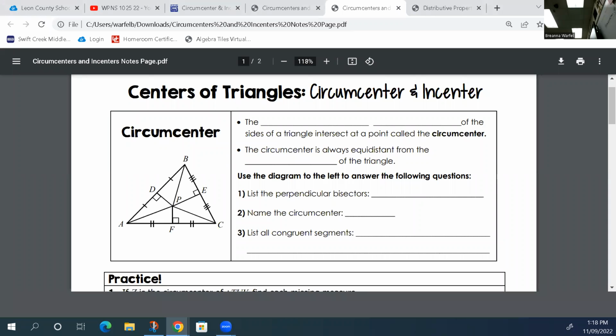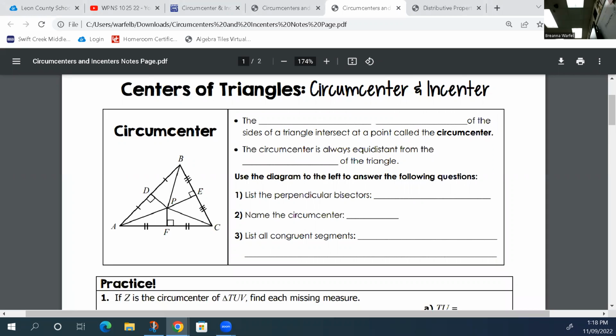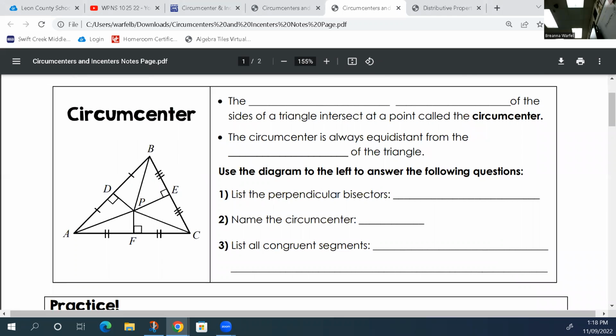What's your first topic is on the circumcenter and the incenter. What these things are is you're going to have different types of lines that are created, and it's where they intersect. The first one is considered a circumcenter, and your notes are filled in, but the circumcenter is created by perpendicular bisectors.